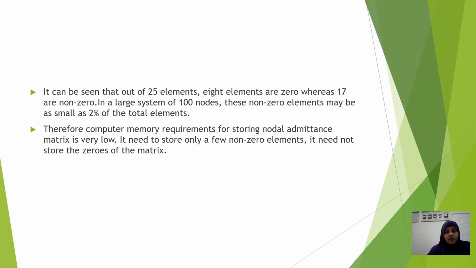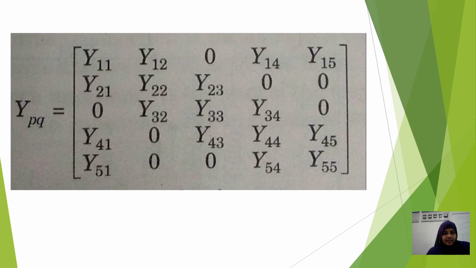So in a large system of 100 nodes, these non-zero elements can be as small as 2% of the total elements. This is for 5 nodes we have seen. So the computer memory requirement for storing the nodal admittance matrix will be very low, and it needs to store only a few non-zero elements. It need not store the zeros of the matrix. So the storage requirement of computer memory will be very less.